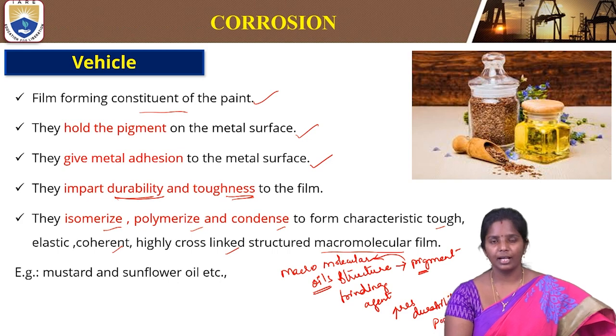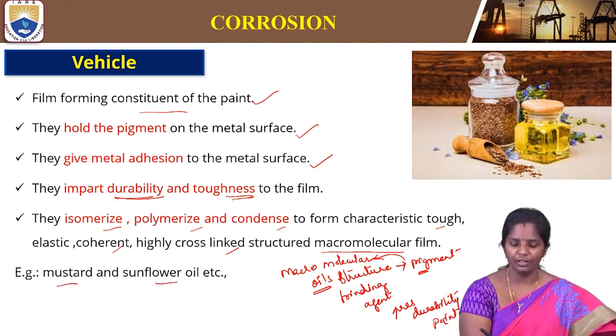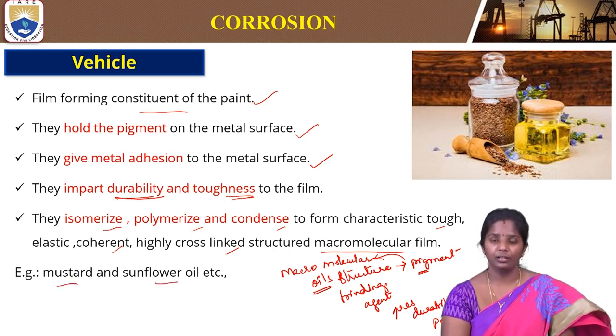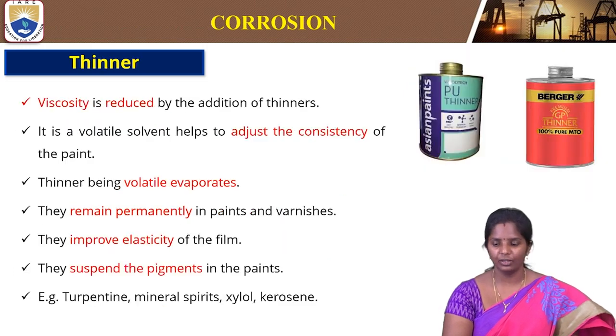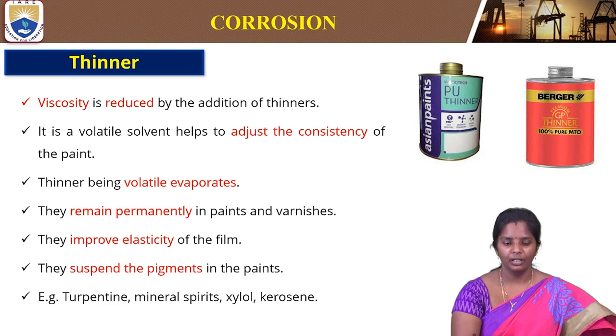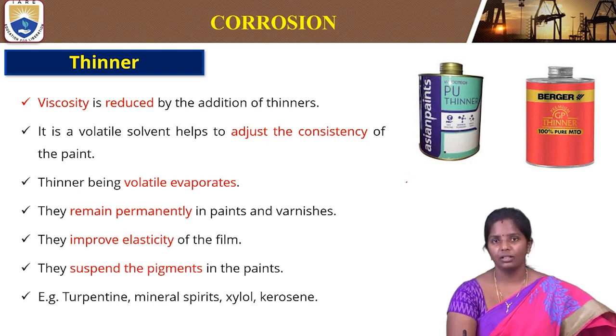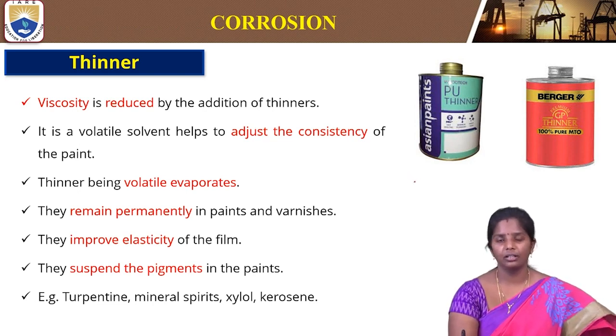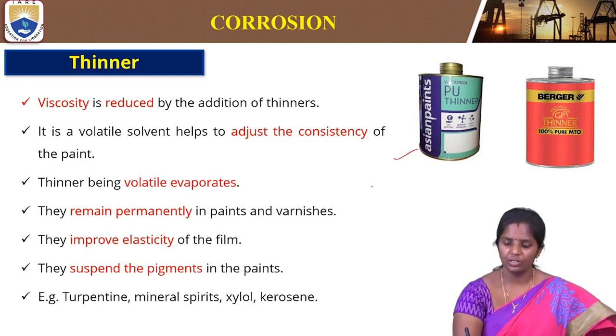Okay, so examples are mustard or sunflower oil. So we will see the next one, what we are using in paint. Thinner is nothing but, as we see from paints that we use in painting our houses also, thinners are used for painting. So mixing in the paint and then we use. So this will reduce the viscosity.